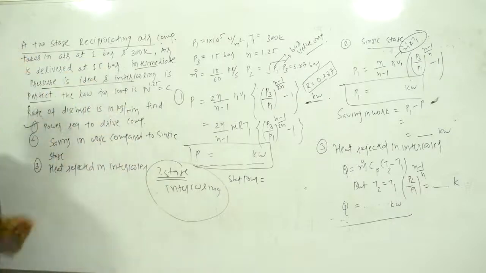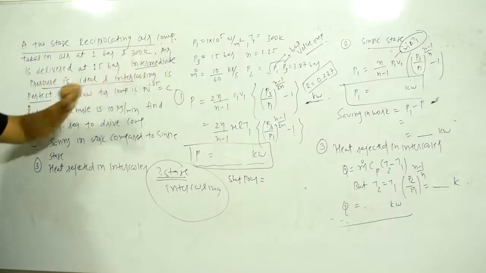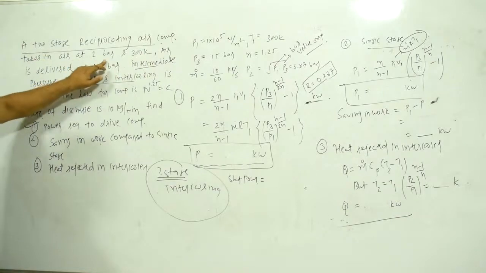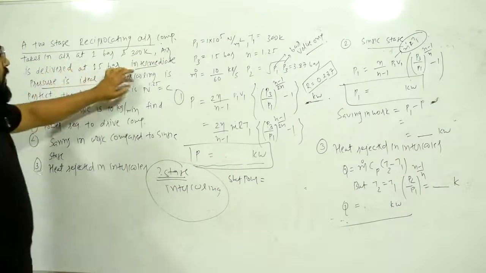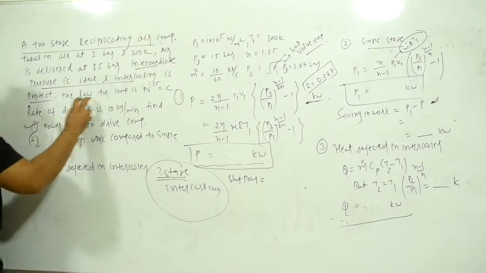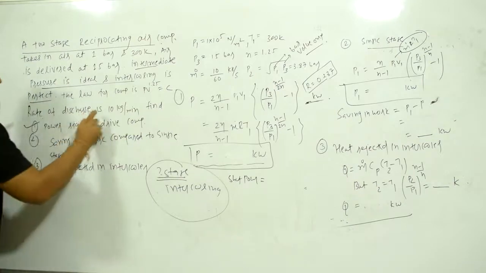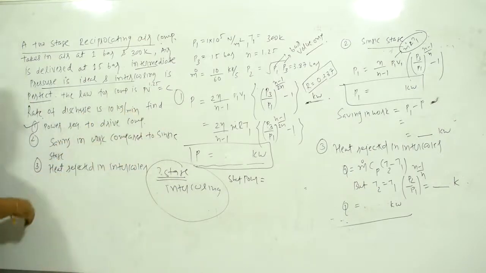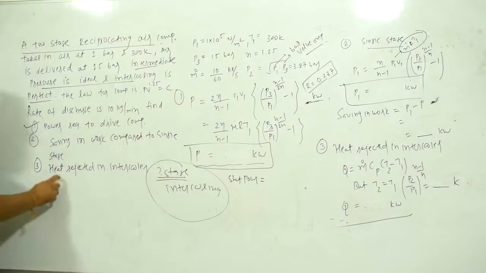So let us see here. We have taken one example. A two-stage reciprocating air compressor takes in air at 1 bar and 300 Kelvin. The air is delivered at 15 bar. Intermediate pressure is ideal and intercooling is perfect. The law for compression is PV^1.25 = C. Rate of discharge is 10 kg per minute. Find: 1. Power required to drive the compressor. 2. Saving in work compared to single stage. And 3. Heat rejected in intercooler. So these three things you have to find.